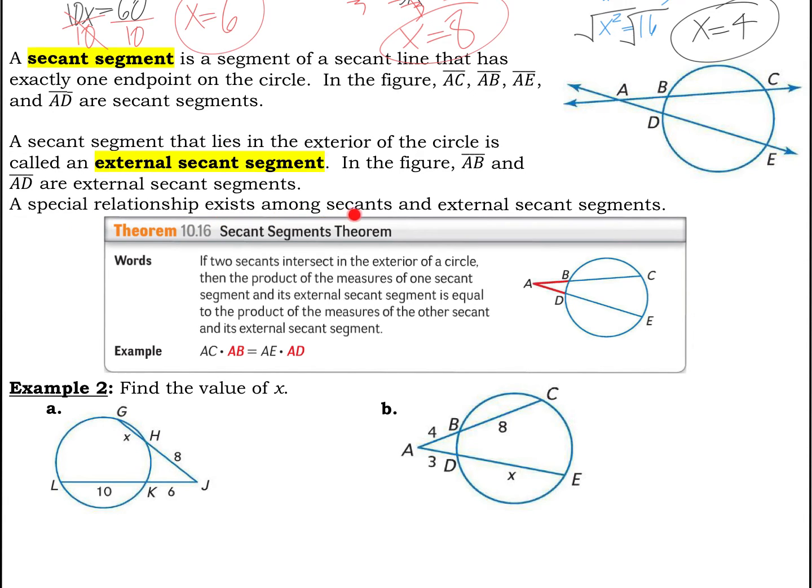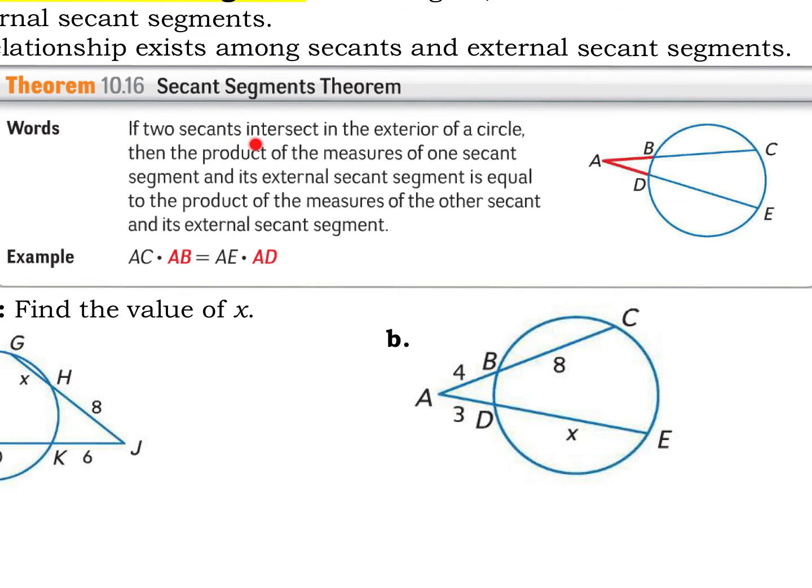A special relationship exists among the secants and external secant segments. So here it says if two secants intersect in the exterior of a circle, then the product of the measures of one secant segment and its external secant segment is equal to the product of the measures of the other secant and its external secant segment. Okay, so what does that mean? It says AC times AB equals AE times AD. So you have AC, the whole length of it, times AB, the outer external segment, right? And then that's going to equal the whole length of the other segment, AE, times AD.